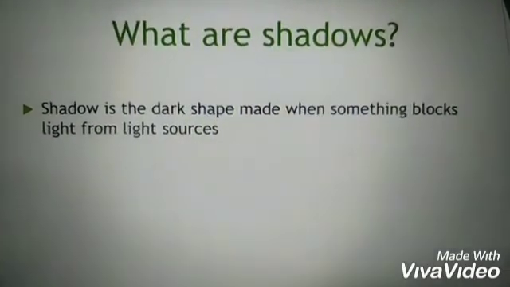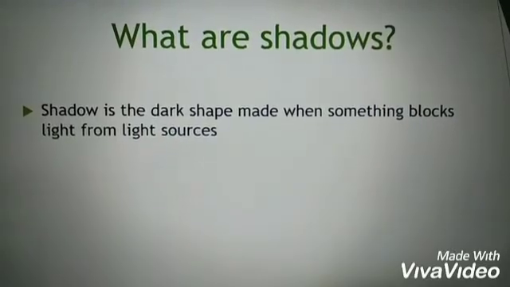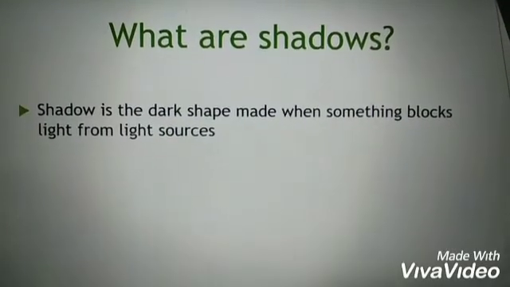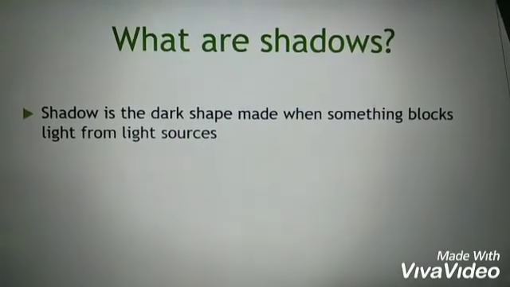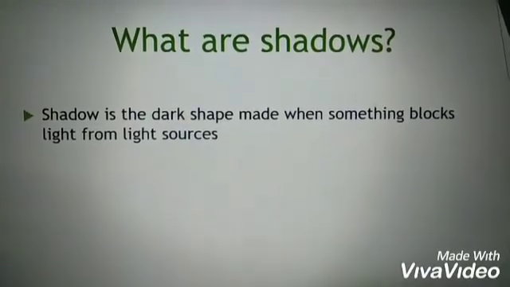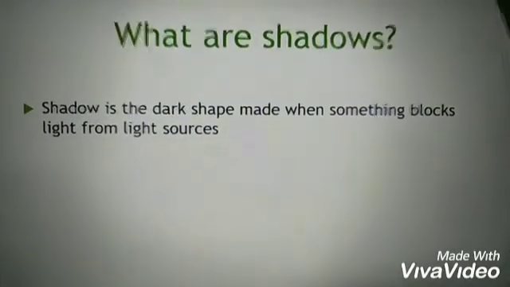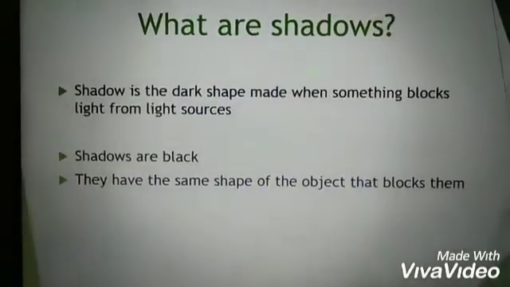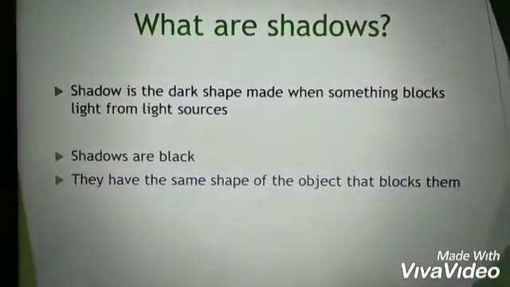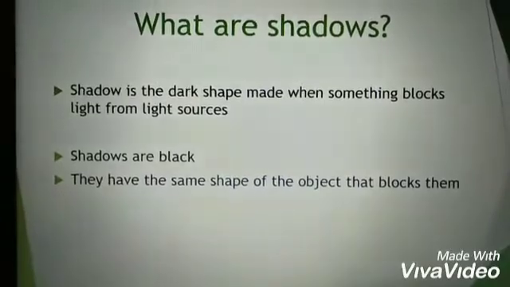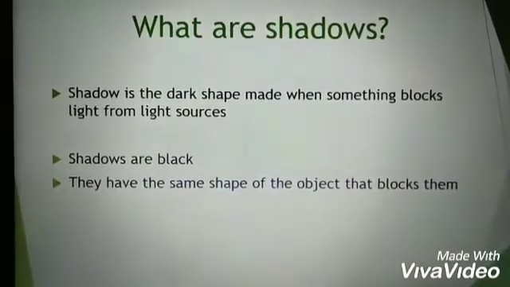In a simple way, we can say that when light comes on an object, it may come through this object or the object may block the light. If the object blocks the light, then the shadow will be made. Notice that shadows are black and they have the same shape of the objects that block them.